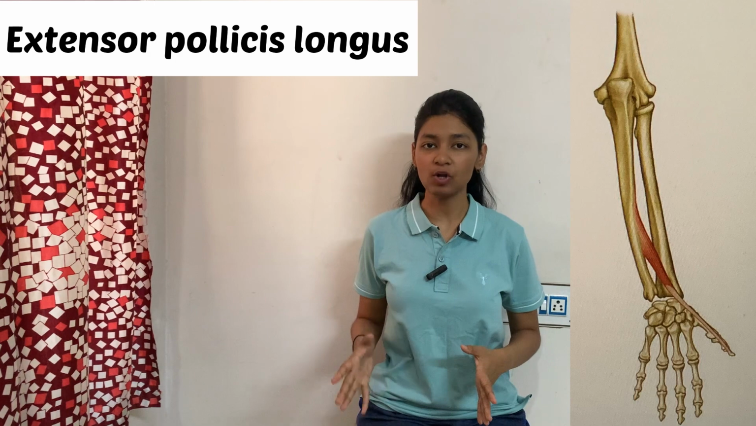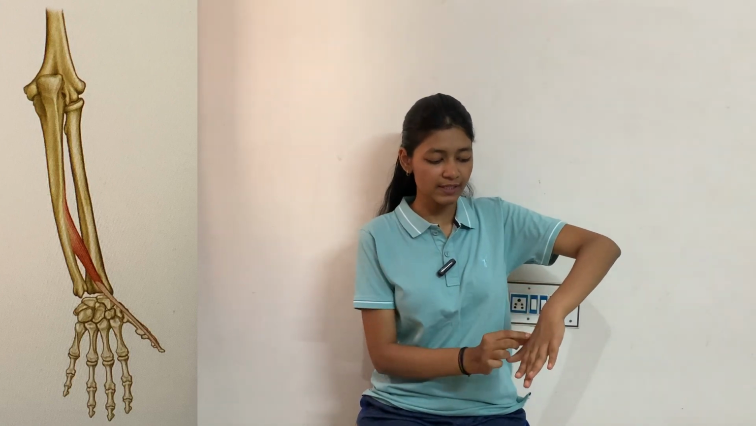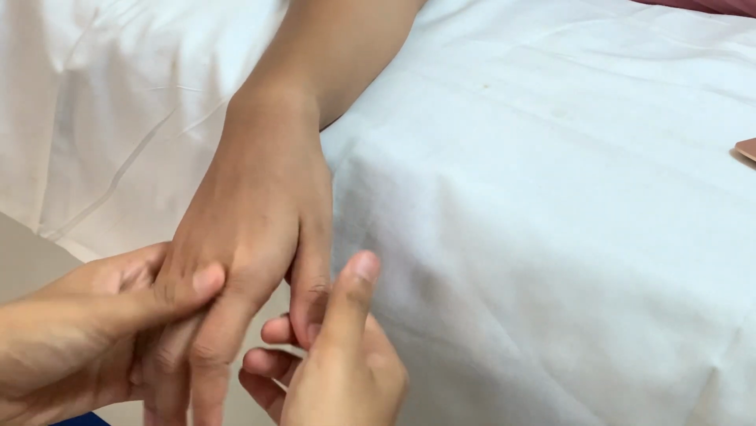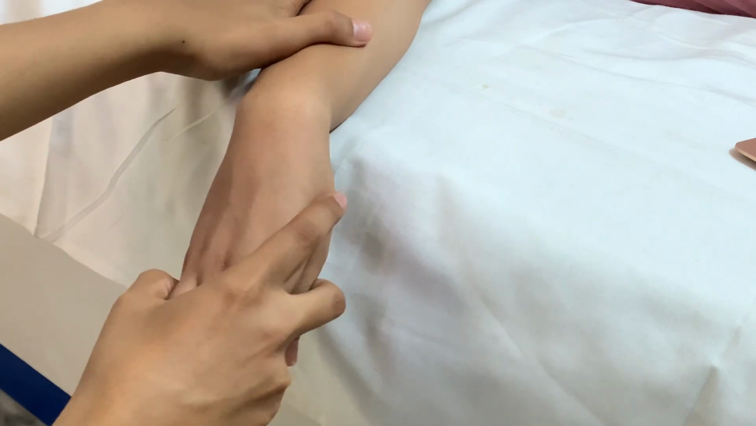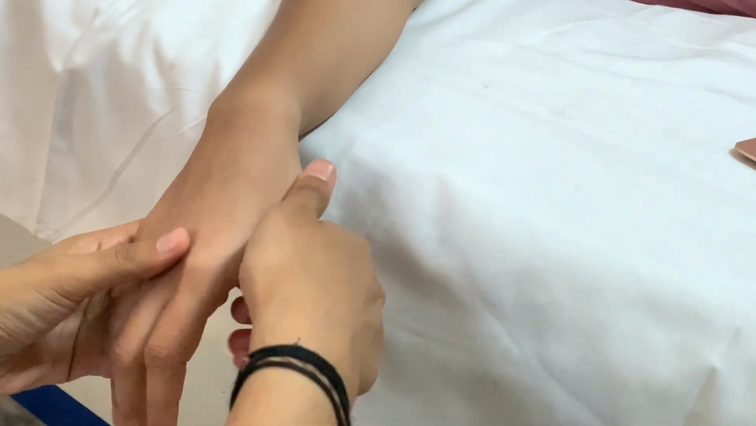Now the next muscle is extensor pollicis longus. This muscle basically helps in extension of the thumb as well as extension of the wrist joint, and this muscle is situated somewhat here, so that's why it also helps in radial deviation. Now to stretch extensor pollicis longus, I need to flex the thumb and slightly perform ulnar deviation as well as flex the wrist joint. So it will be like this.